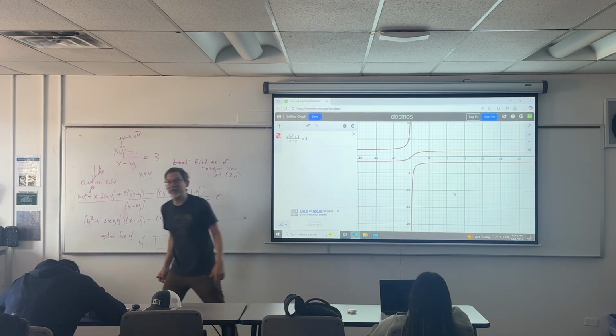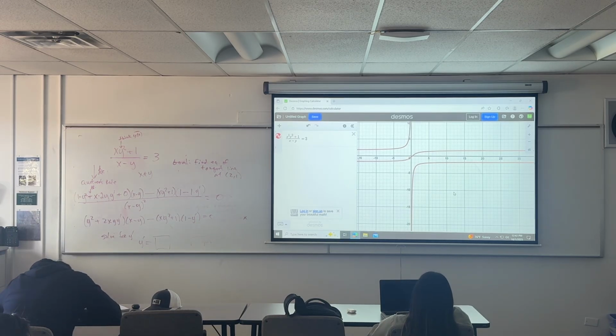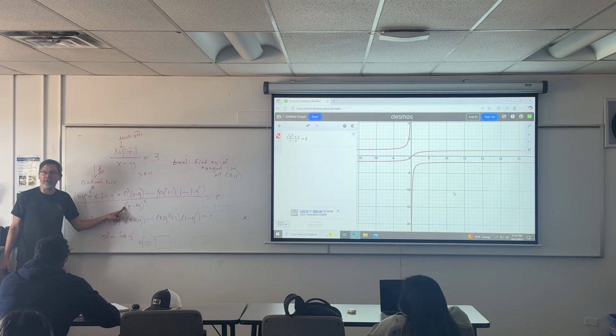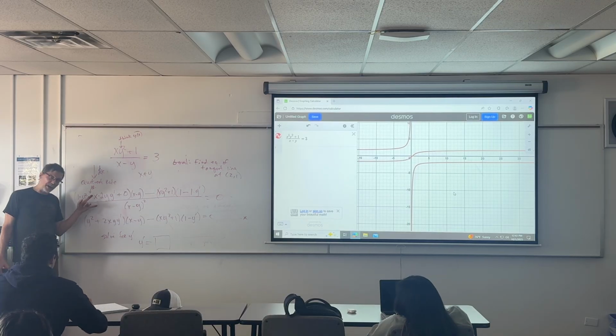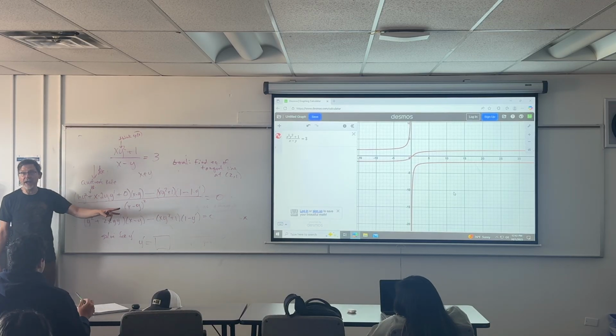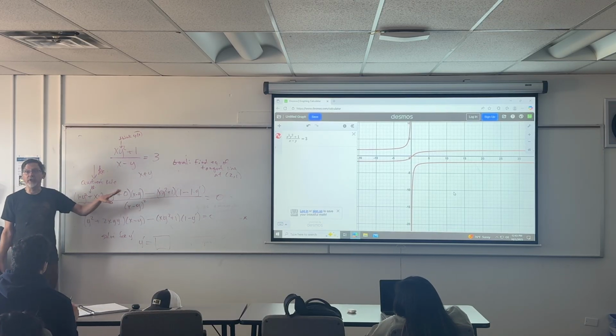Now I've got to turn this, yes sir. Why'd you get rid of the x minus y squared on the bottom? I multiplied across by x minus y squared. Oh, okay. So I multiplied this side by that and then the right side by that, but 0 times that is just 0. Okay. Does that sound okay?